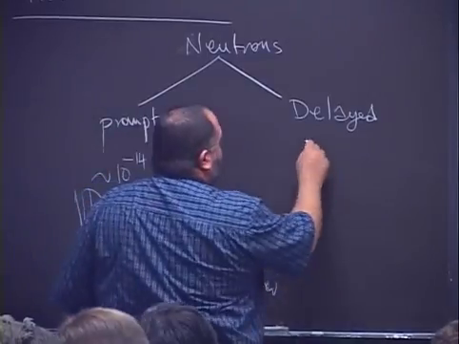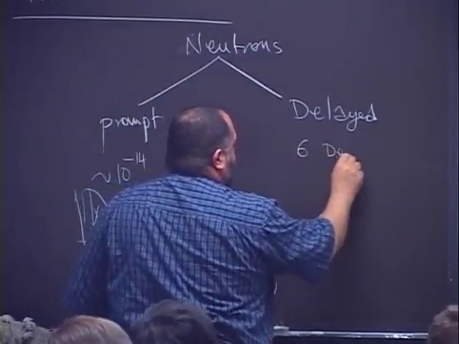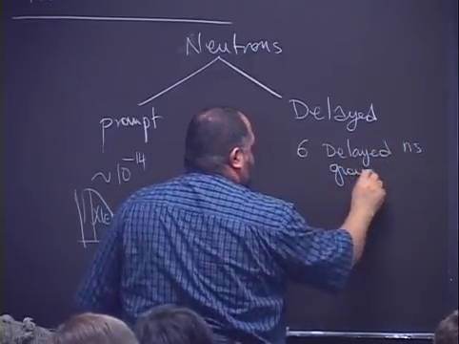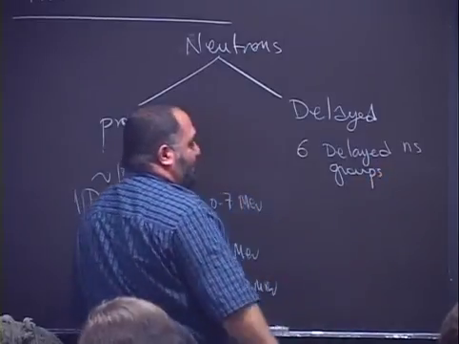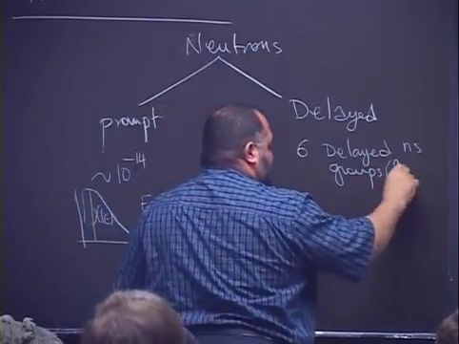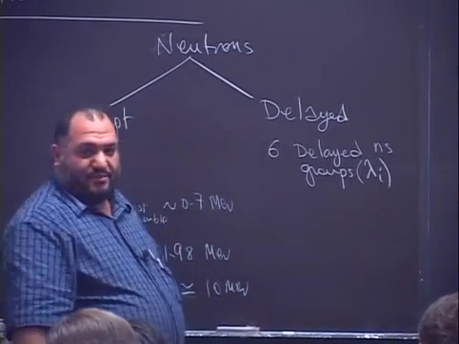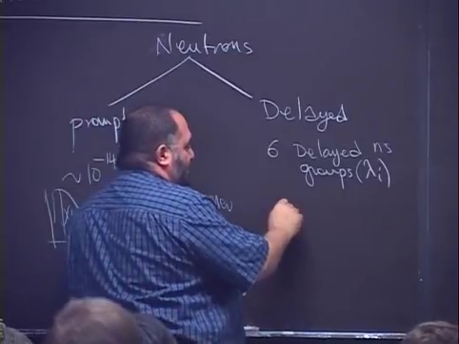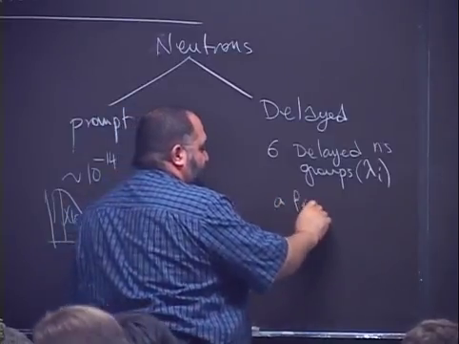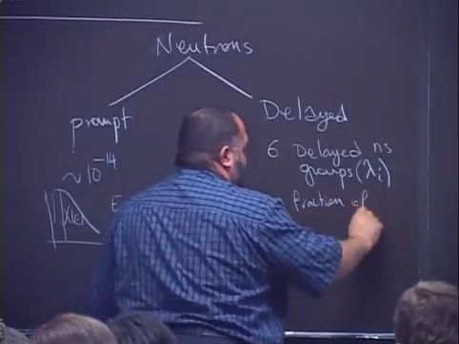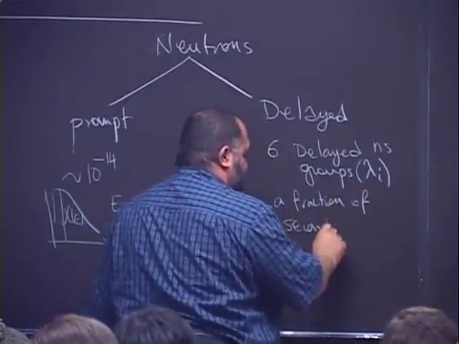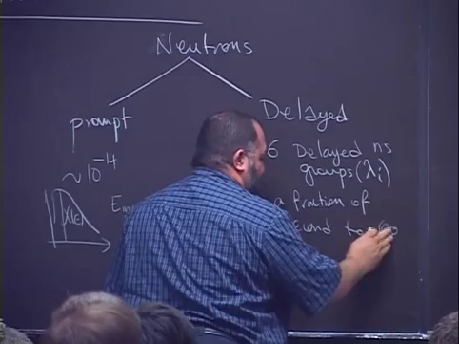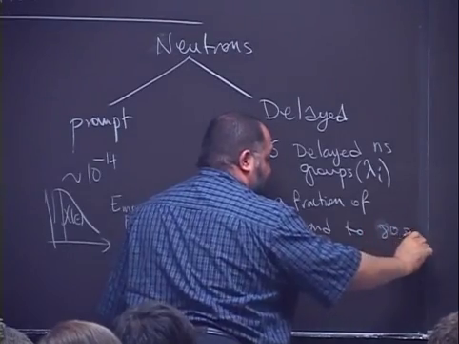For delayed neutrons, we have 6 delayed neutron groups. We group them according to what? According to the decay time lambda I. So we have 6 groups, and usually it goes from a fraction of a second to almost something like 80 seconds or so.